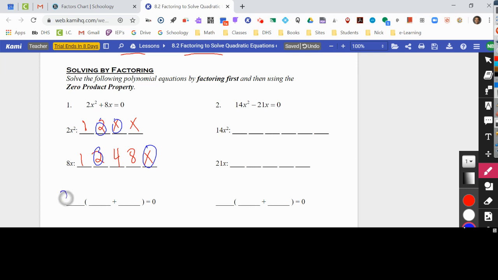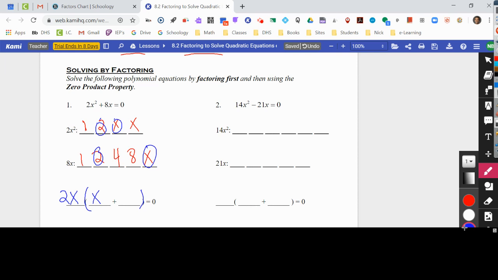So my GCF goes out in front, and now I have to fill in this parentheses with what's left over. How do I get back to my original problem? Well, 2's partner is just 1, so this is just 1 or 1x. So I have an extra x, and that makes sense. 2x times x is my 2x squared.